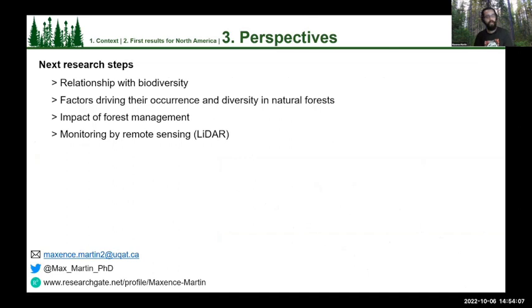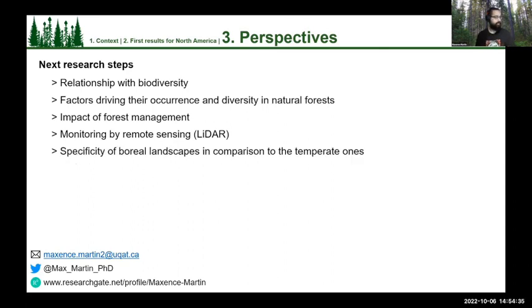But maybe in boreal forests, another issue is forest surveys, because boreal landscapes are often very vast and it's very hard to do field surveys to propose a very fine monitoring. So we need to find ways to monitor tree-related microhabitats on a larger scale. And this is maybe where LiDAR can be very efficient, to identify the forests which have the highest potential of representing a wide variety of tree-related microhabitats.